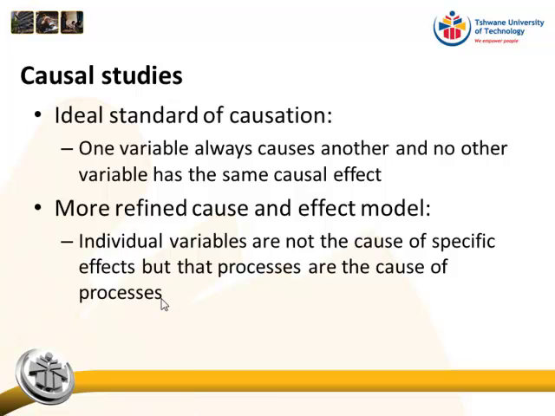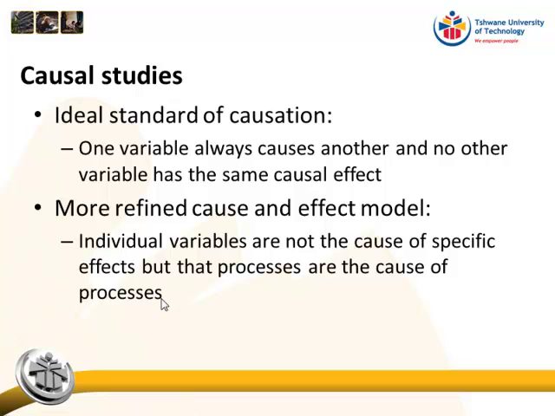If we take the example that I've used before of why people don't come to class, there will always be various factors. Some people might not like me or my lecturing style. Some people might have work commitments. Some people might not like attending class. Some people might be ill. Do you understand what I'm saying? So there isn't an ideal standard of causation.